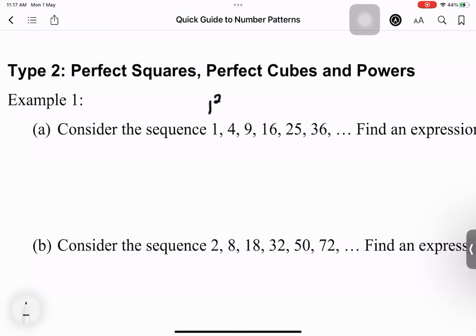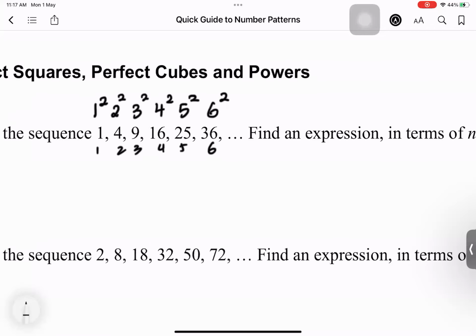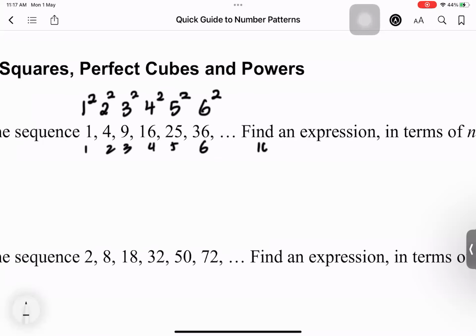This is given by 1 square. 4 is actually 2 square. 9 is 3 times 3, 3 square. 4 times 4, 4 square. 5 times 5, 5 square. 6 times 6, 6 square. So we notice this is the first term, second term, third term, fourth term, fifth term, sixth term. No problem. But what happens if I give you the 100th term?